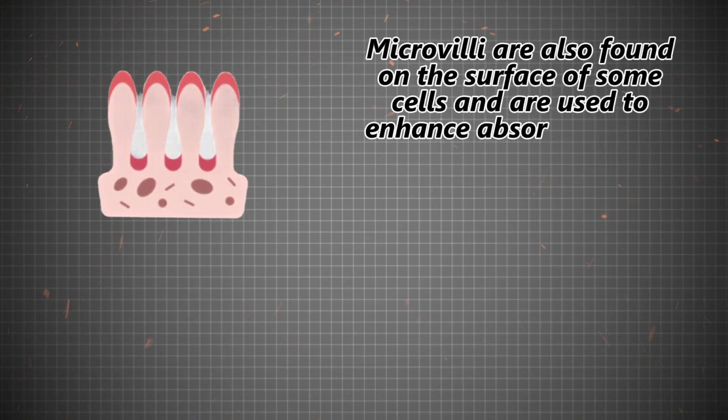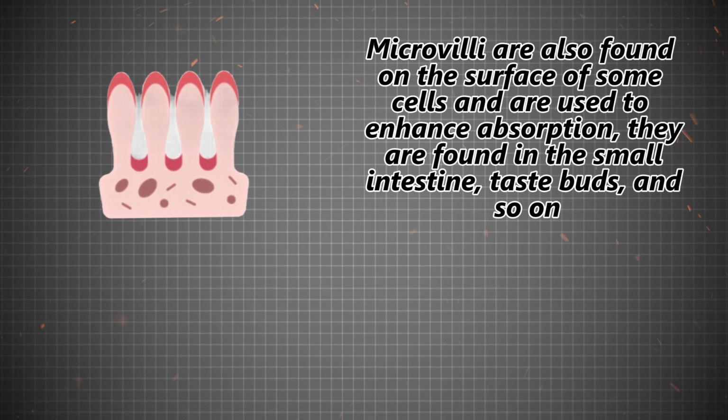Microvilli, which are found on the surface of some cells, are used to enhance absorption. They are found in the small intestine, taste buds, and so on. These are organelles found in plant cells now.